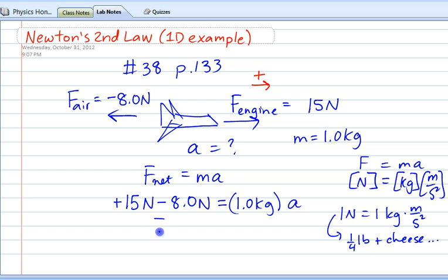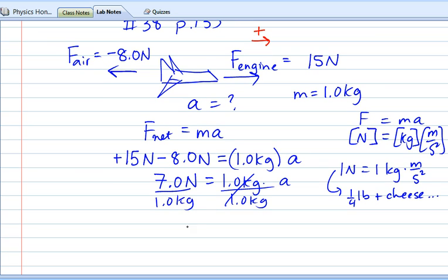So the net force is going to be 7.0 newtons. We'll just keep two sig figs, and that's equal to 1.0 kilograms times acceleration. Pretty easy math here. I didn't choose the problem for its math difficulty. And we get an acceleration of plus 7.0 meters per second squared.